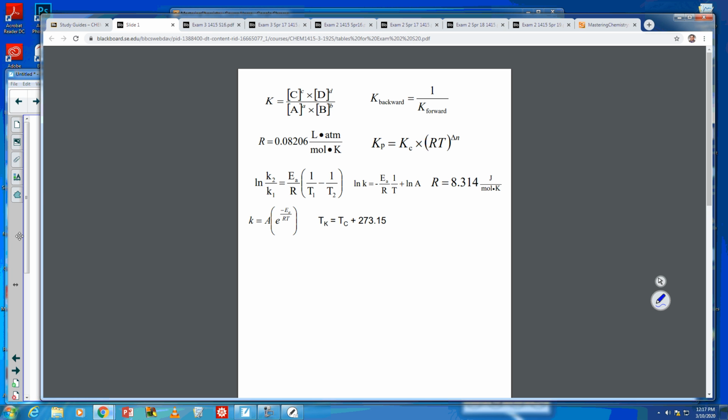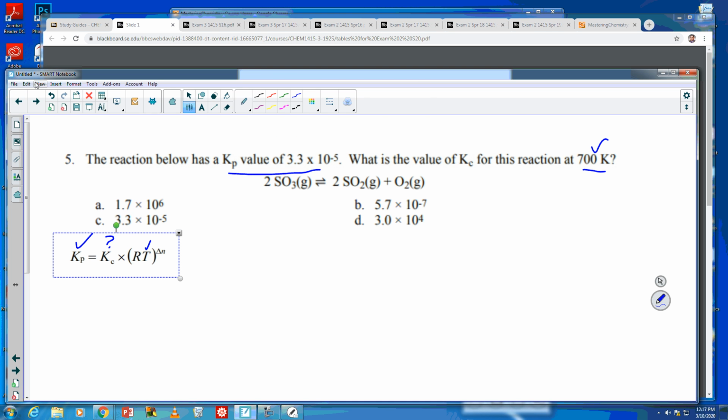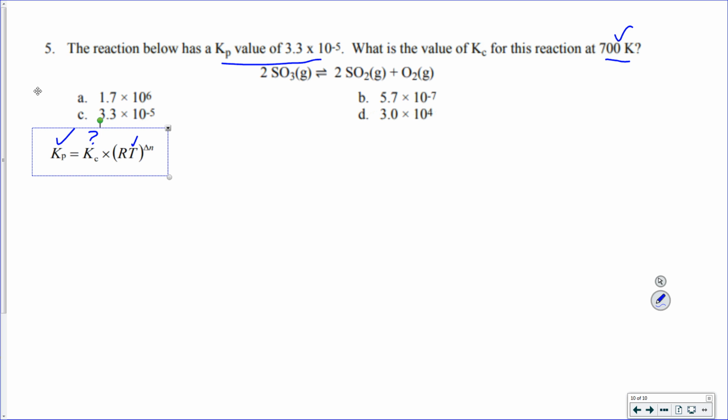So we're using the 0.08 one in our calculation. That's the important thing. All right, so we know what R is. First thing I'd want to find out is delta N. Delta N is the number of moles of gas product, so it's 3 minus 2, which is a positive 1.